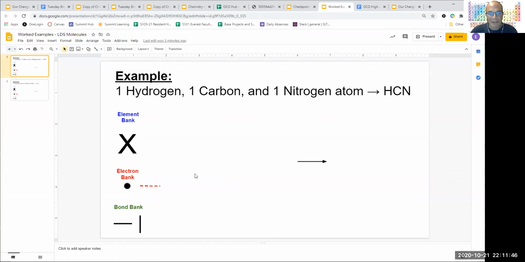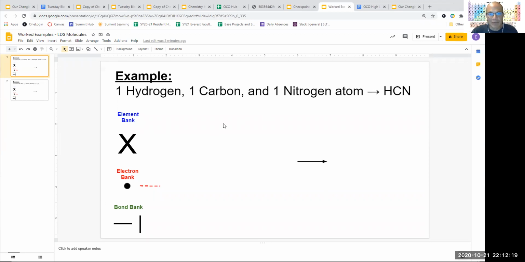Hi, everybody. Mr. Wagner and I thought it would be a good idea for you to have a recording of maybe one or two extra examples of making these Lewis dot structures for molecules. So here I'm going to demonstrate how we approach this for combining one hydrogen atom, one carbon atom, and one nitrogen atom to make this molecule HCN.